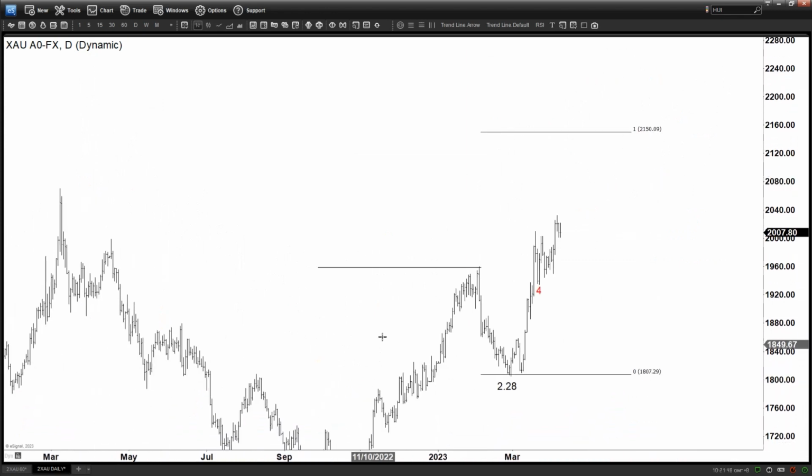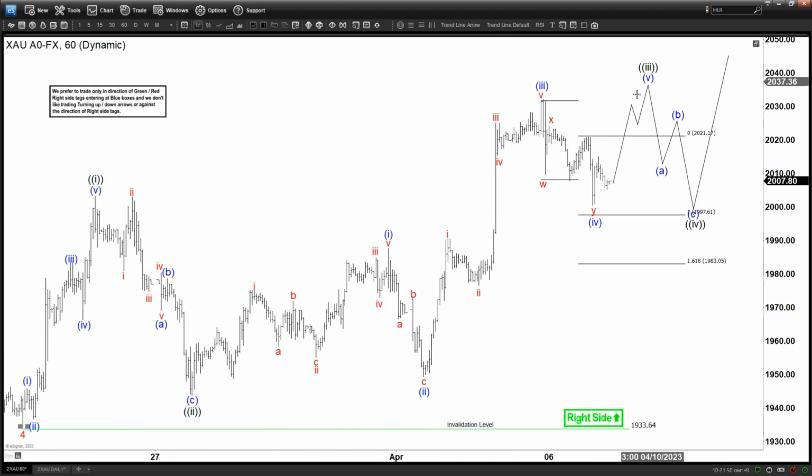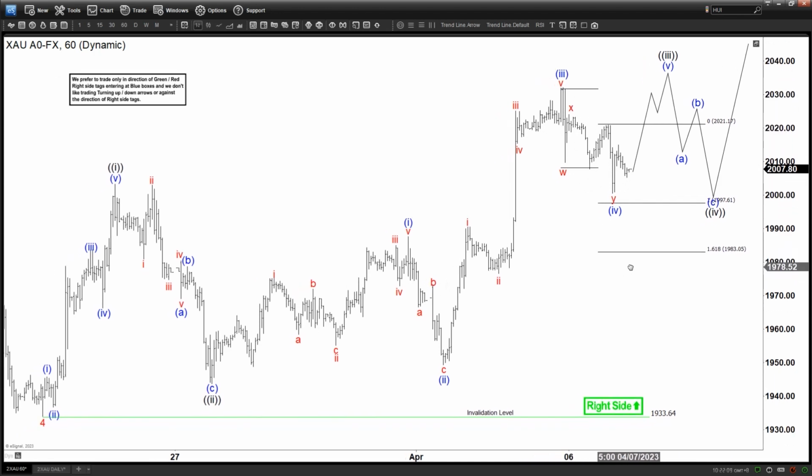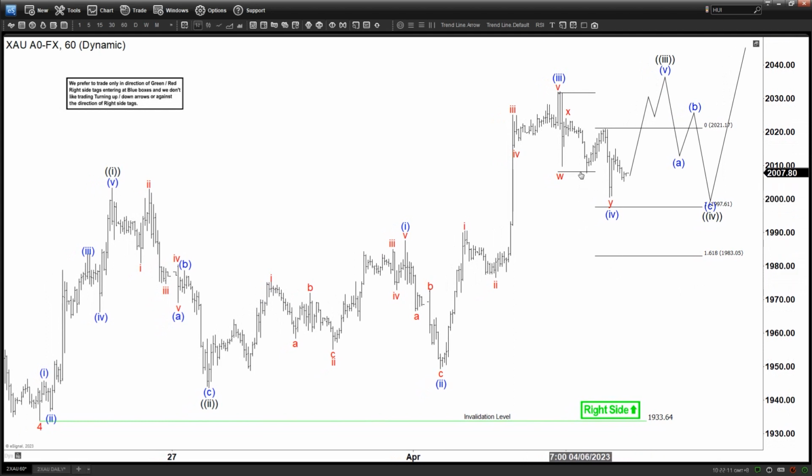Okay, so for now, if we see any kind of pullback, you can see the structure of the pullback here is clearly corrective. It's not an impulse. So this little move down here is already telling us that this is a bullish market, because the structure of the pullback is only a corrective structure. Okay, so that's the update for today, guys. Basically we are bullish against 1933 and continue to go higher.